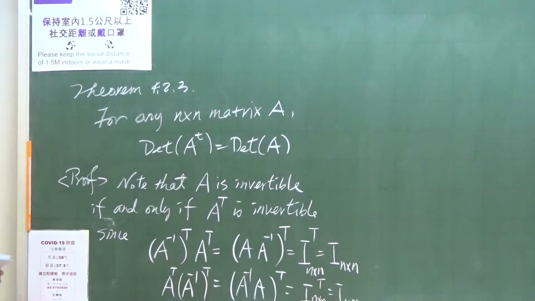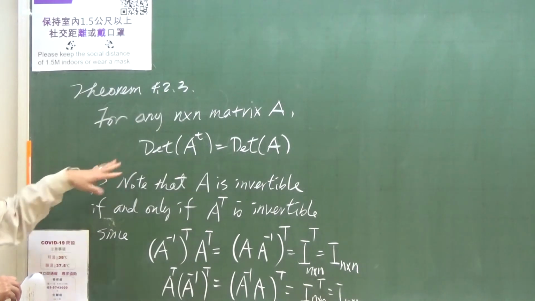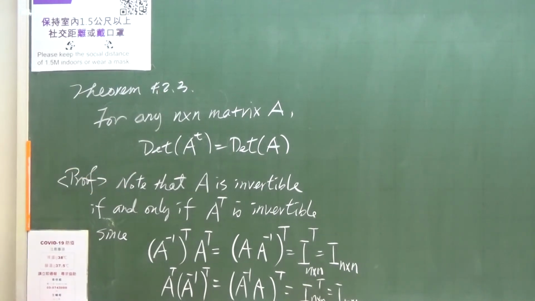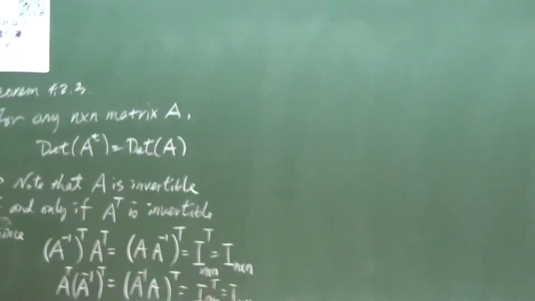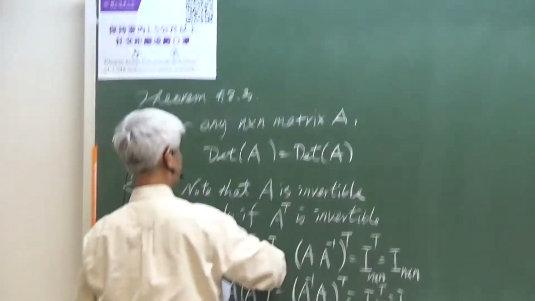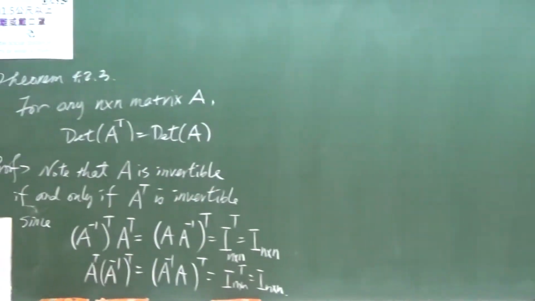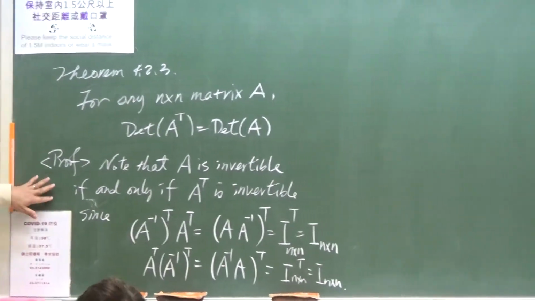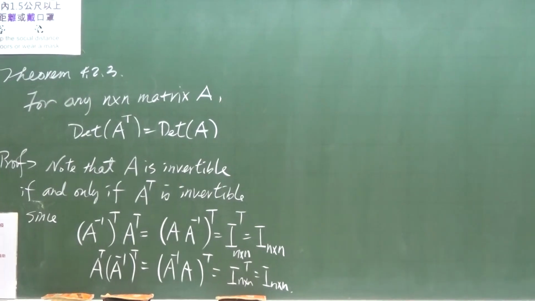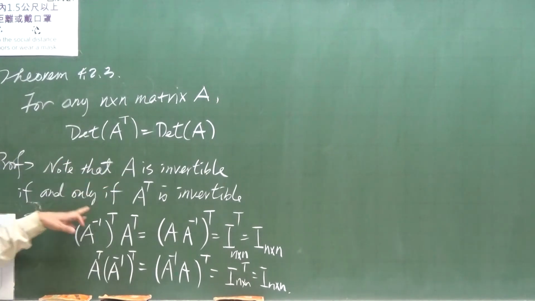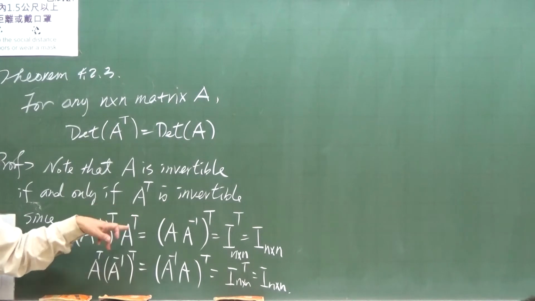Okay, so the last theorem we tried to prove last week is that for any square matrix A, the determinant of its transpose is equal to the determinant of A. And we also note a fact that A is invertible if and only if its transpose is invertible.